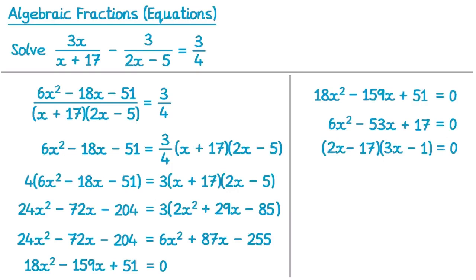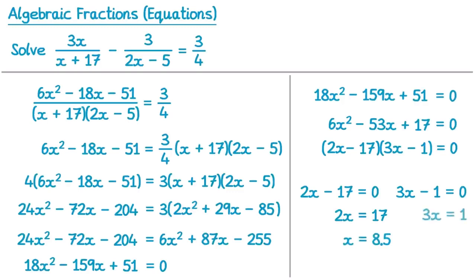So finally, to get our two solutions, we need to set the first bracket equal to 0, so 2x minus 17 equals 0, or the second bracket equal to 0, so 3x minus 1 equals 0. To solve the left one, you can add 17 to both sides and get 2x equals 17, and then divide both sides by 2 to get x equals 8.5. For the right one, you can add 1 to both sides, so 3x equals 1, and divide both sides by 3 to get x equals 1/3.